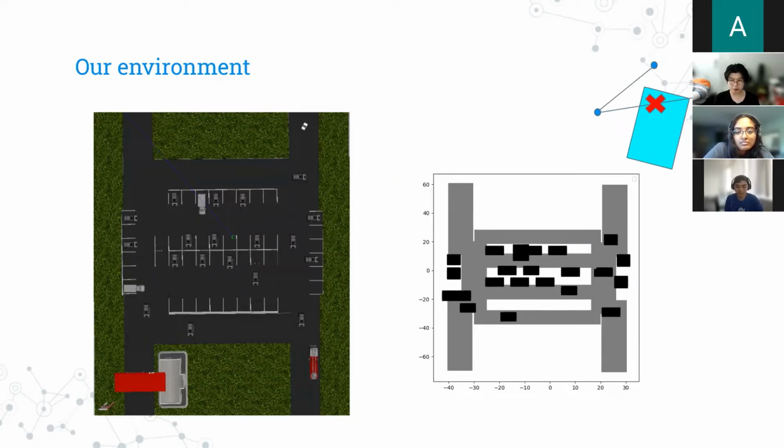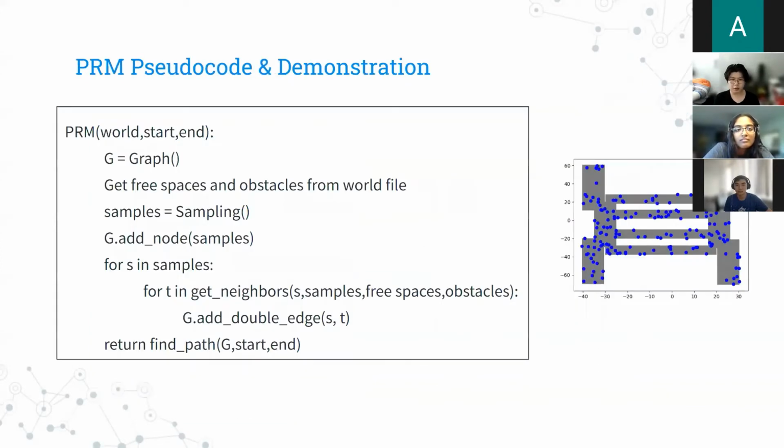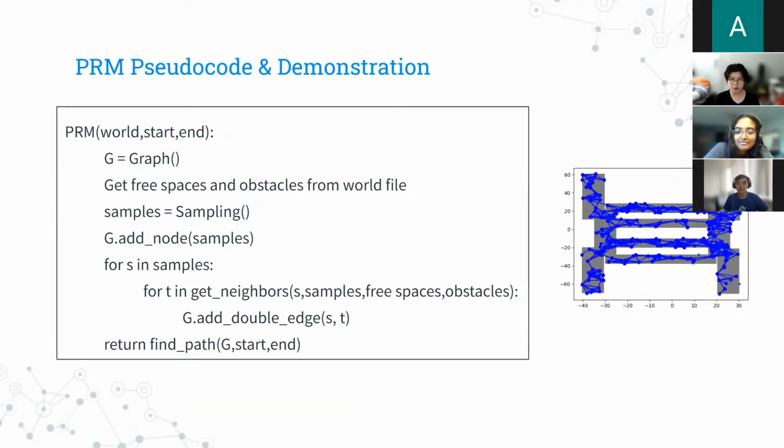The gray portion is the road, and the black squares are the obstacles, and we redefine the free spaces as the places in the parking road, but not in the obstacles. For the path planning algorithm, the first thing that comes to mind is the PRM. We basically create a graph and get free spaces and obstacles from the world file, and we do sampling and add those samples to the graph. And for each sample, we check for possible neighbors to see if there's a valid edge between them, and then we run A* to find the shortest path.